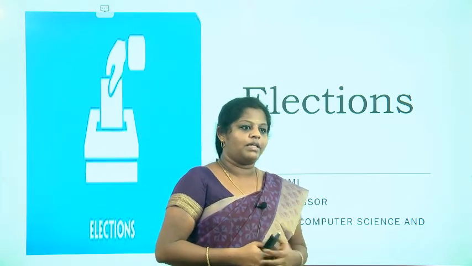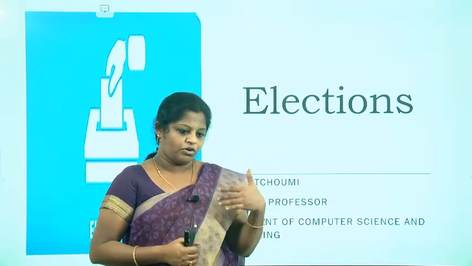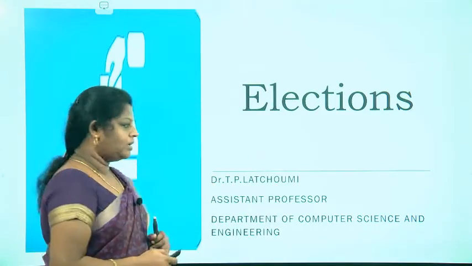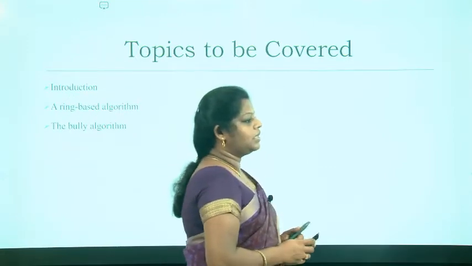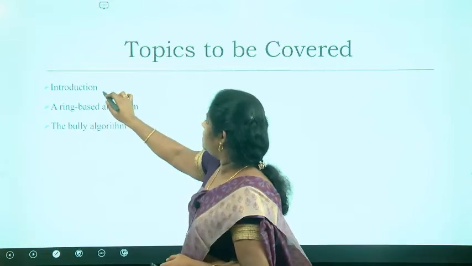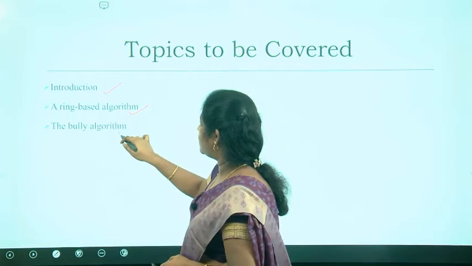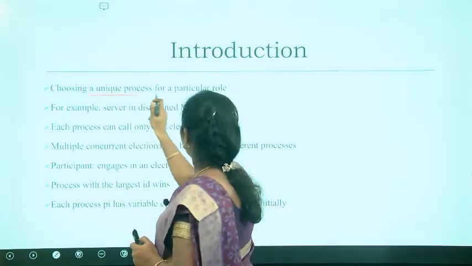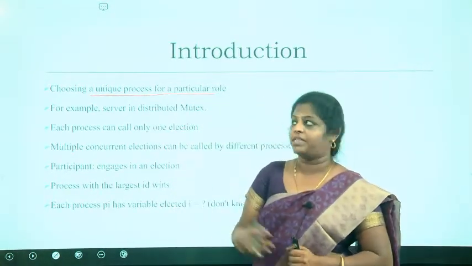But here, in the election, I already told you it is an algorithm for choosing a unique process. Let's see the topics that we are going to cover. The first one is the introduction of this election algorithm, the next one is the ring based algorithm, and the third one is the Bully algorithm. An election algorithm is used to choose a unique process for a particular role.